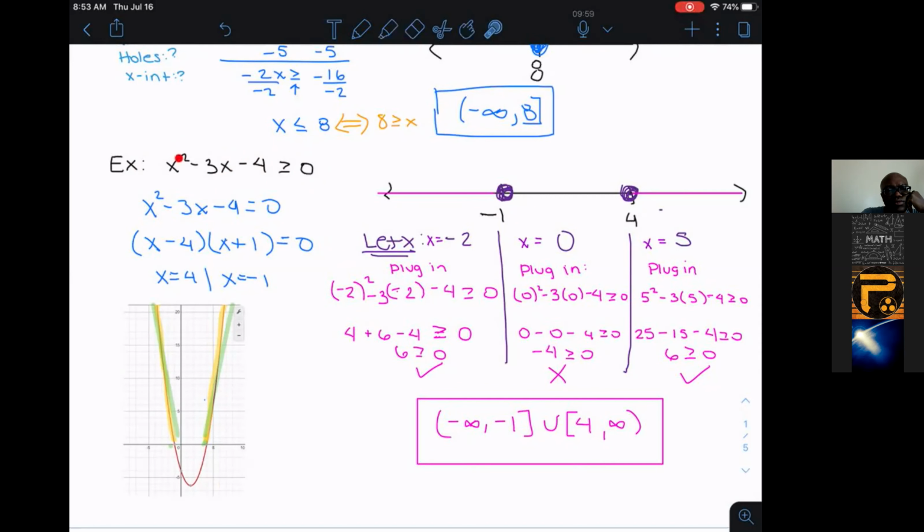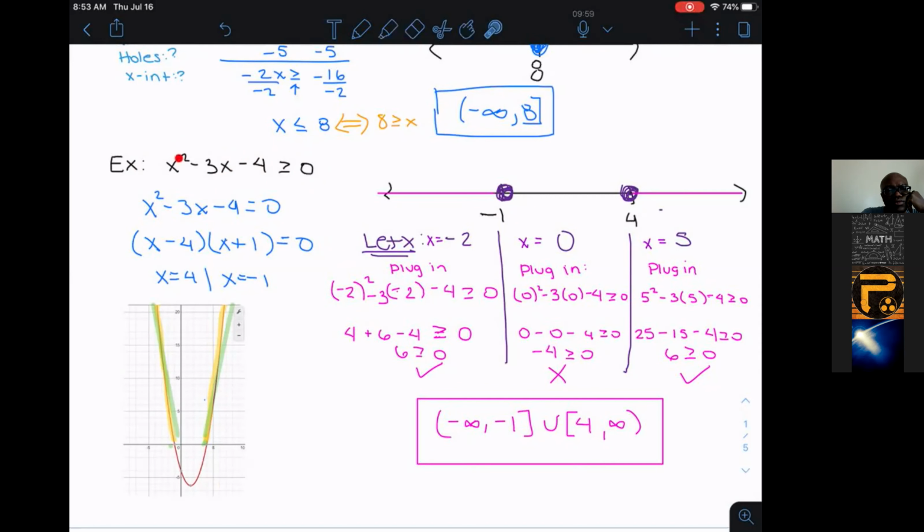So we have to identify if they have any vertical asymptotes. But as you can see from this graph, there are no vertical asymptotes, and you know that quadratic functions have no vertical asymptotes. They can reach any number you want. They have no holes, but they do have x-intercepts. So let's look for those.